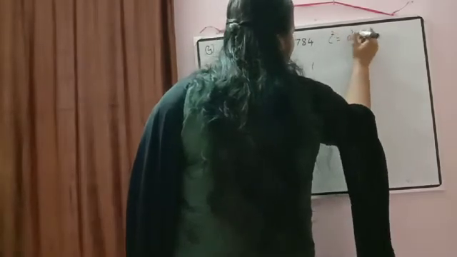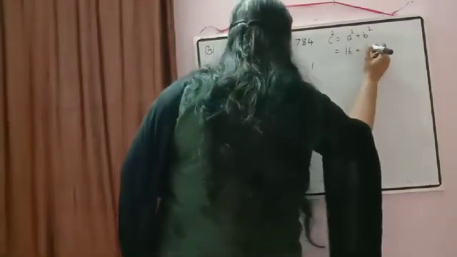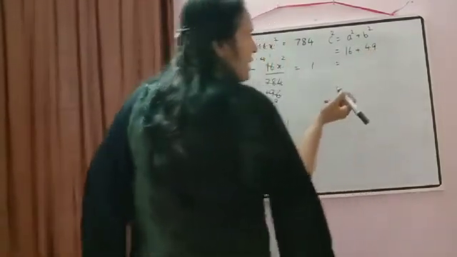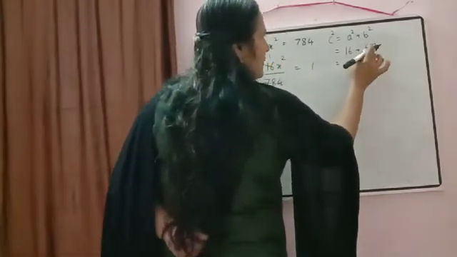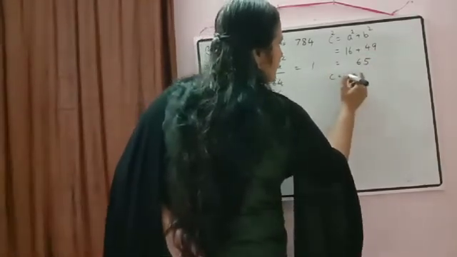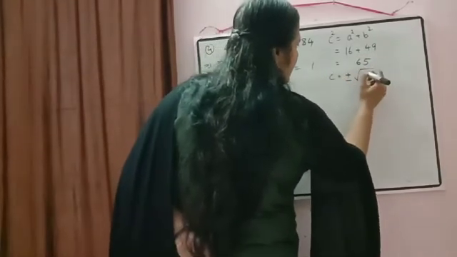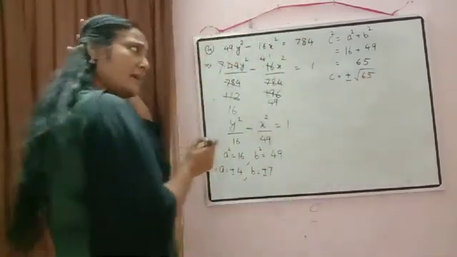c square is equal to a square plus b square. a square is 16, b square is 49. Just add, what will come? 9 plus 6, 15. Carry over 1. 4 plus 1, 5 plus 1, 6. So we will get here c is equal to plus or minus root 65. Okay, now we can write down all the things.